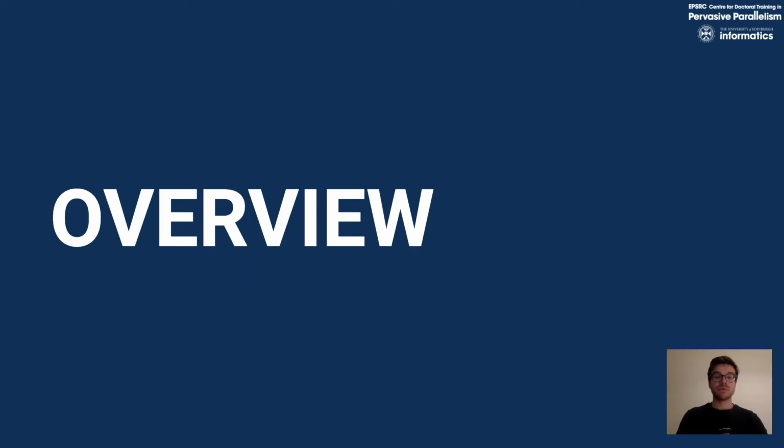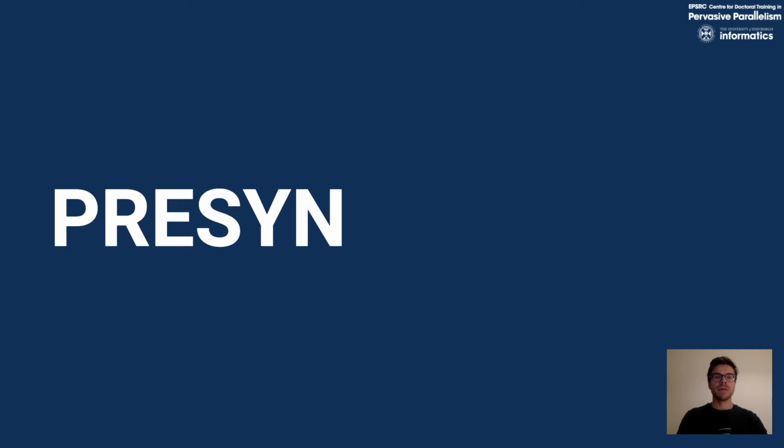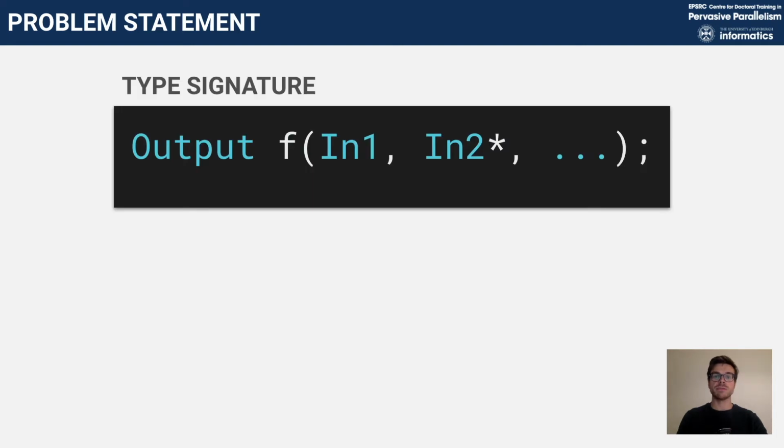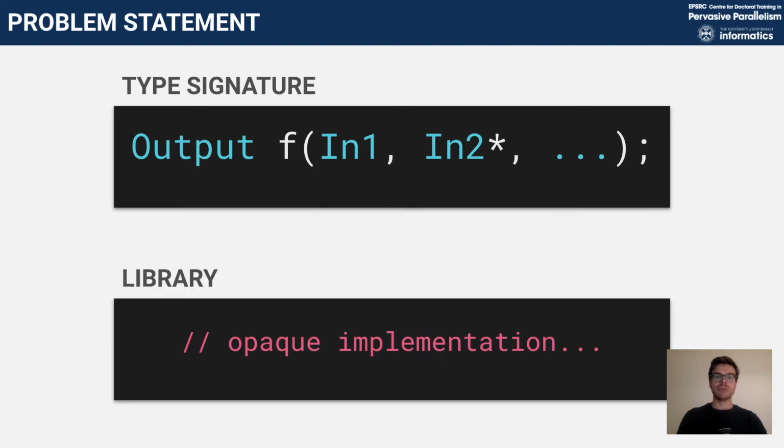So now, let's go through our implementation of Pressin, our program synthesizer targeting black box oracles. The first thing we need to think about is how to state problems in program synthesis and what inputs are given to the synthesizer. Pressin takes two pieces of input for a given problem: a type signature for the computation being performed by the black box it's targeting, and an opaque library containing the implementation that we can make calls to. These are the only inputs that Pressin requires.